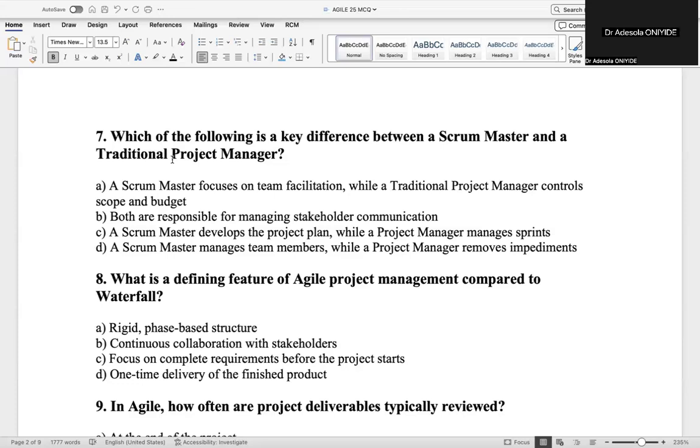So definitely not C and D. Okay, thank you. You already saw that juxtaposition of the points. They have reversed their roles in C and D. So ruled out. And then we are left with A and B. B is both their responsibility. They both manage stakeholders' communications, even though it might be in different ways. Excellent. So the answer should be A. Correct. So we already nailed it. So Scrum Master focuses on team facilitation, while project manager controls scope, budget, cost, and all those things.